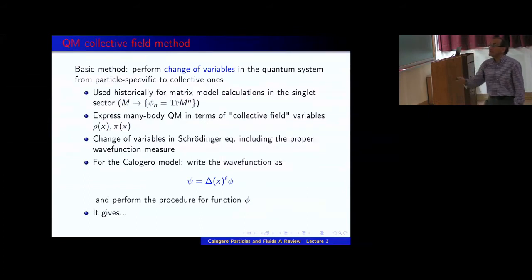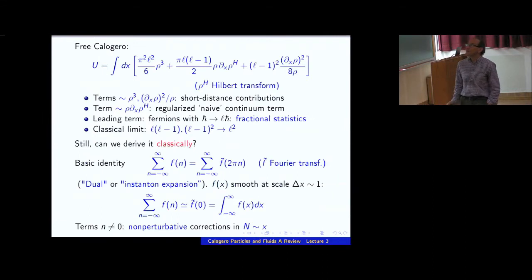And the way to do it is that because of this singular form of interactions, you write your wave function as this factor, which takes into account the behavior of the wave function at coincident points, times the rest. And then you perform your procedure for that wave function phi. I will not do it for you. It's complicated and not the point.